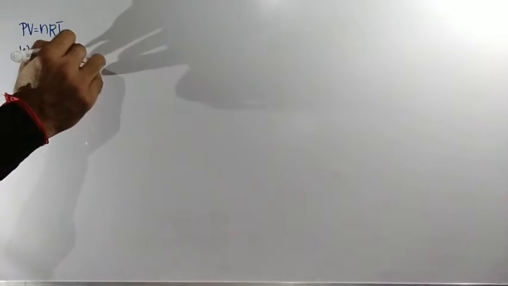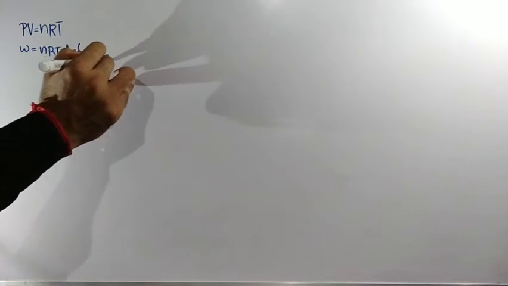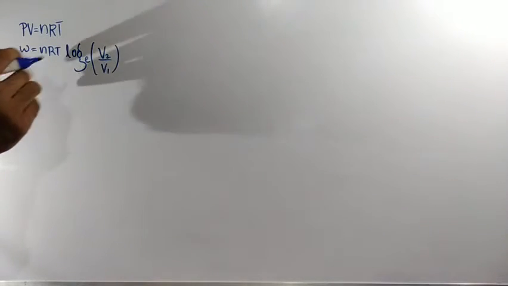For the same process with two different conditions of P and V, we can write PV is equal to nRT, so P1 V1 is equal to nRT and P2 V2 is equal to nRT. So how will the work done equation change now? The original equation is nRT log of V2 by V1 to the base E. Now nRT can be replaced by what?